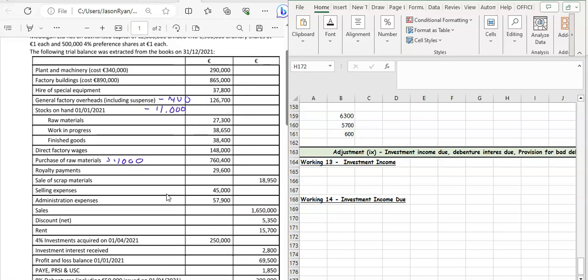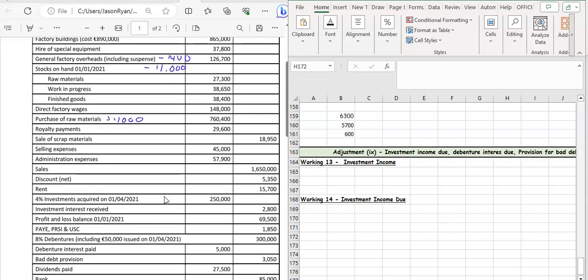And we just need to find out what is our yearly investments. So 4% investments of 2,500 acquired on the first of the fourth. So you're going to take the 2,500 and multiply that by 4%. That's going to give you a yearly figure. And because we bought on the first of the fourth, we're going to have the fourth, fifth, sixth, seventh, eighth, ninth, 10th, 11th, 12th. You're going to multiply that by 9/12 to see how much we need to receive for our investments. So 250,000, multiply that by 4%, multiply that by 9/12.